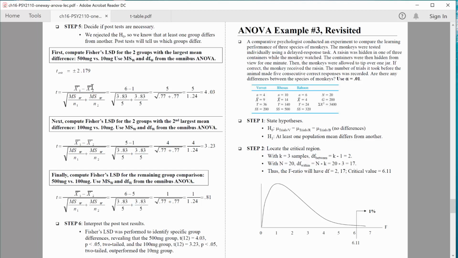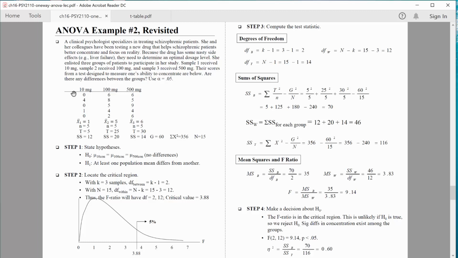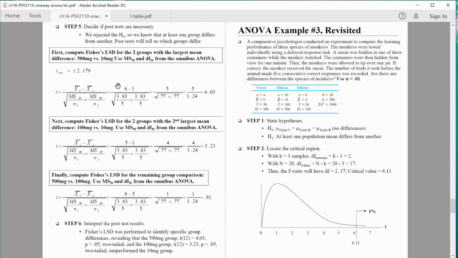Remember, we are comparing 2 means. So going back again, we can see the mean for the people taking 500 milligrams is 6. The mean for the group taking 10 milligrams is 1. So we are comparing 6 and 1. We're going to find out the difference between them. Of course, that difference is 5.